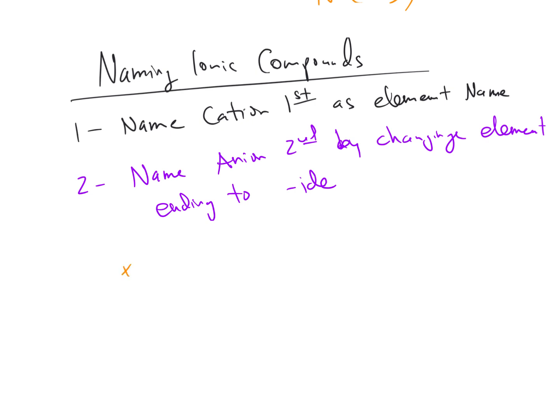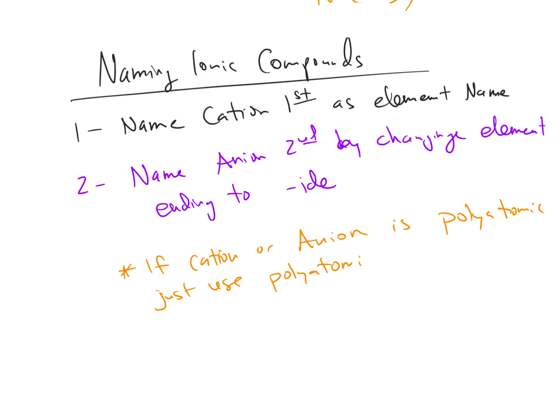And I have a little note here. If cation or anion is polyatomic, just use the polyatomic name. We're not going to change the ending to IDE on polyatomic ions. We're just going to use the name.